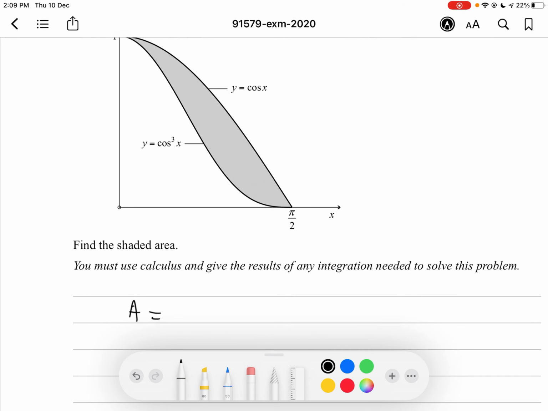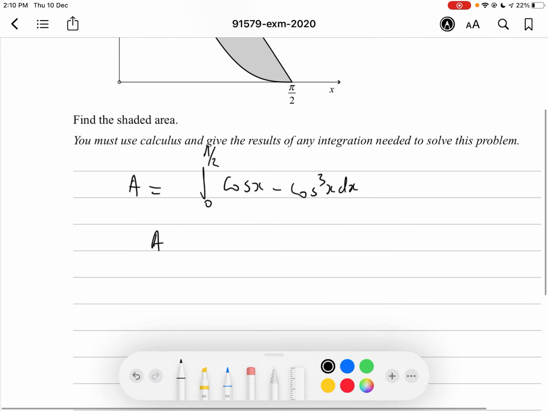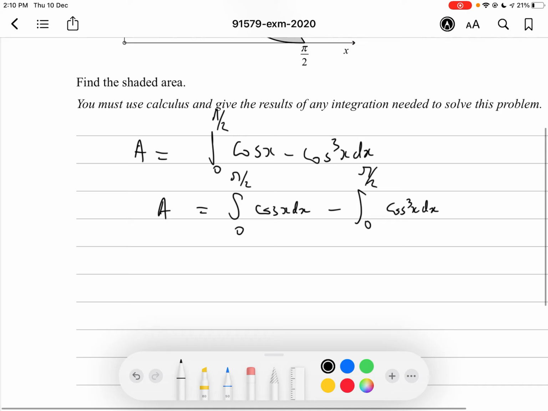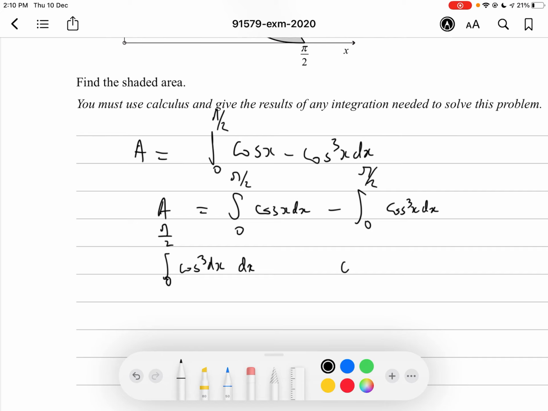So first we can immediately write out our area formula. That's the integral from x equals pi over 2 of cos x minus cos cubed x dx. We can separate these out. Alright, so in terms of integrating cos, it's very easy. Cos just goes directly back to sine, so we can ignore that one for now. For the integral of cos to the power 3 dx from pi over 2 to 0, we can rewrite cos to the power 3 of x as cos squared of x times cos of x.